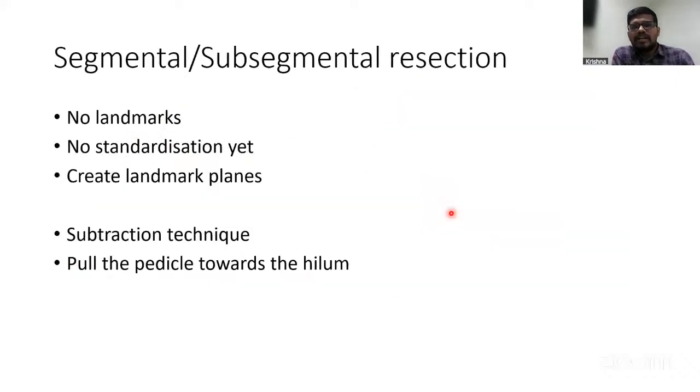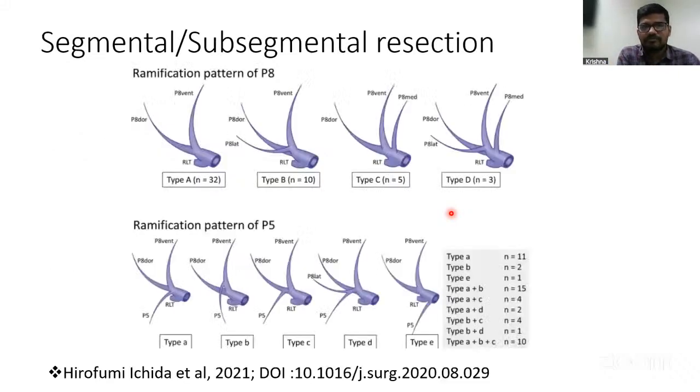Coming to the segmental or subsegmental dissections, still there are no landmarks for segmental and subsegmental dissections. Even the Brisbane nomenclature doesn't really give specific landmarks on how to define a segment. So sometimes we may have to create some landmarks using subtraction techniques, and this is possible when we identify one pedicle, dissect along those pedicles, and try to loop every tertiary segment separately and get the demarcation line. For segmental and subsegmental dissections, we should know the branching anatomy of the pedicles.